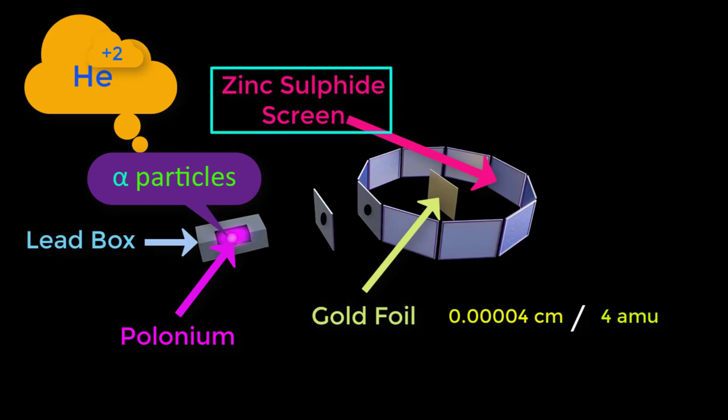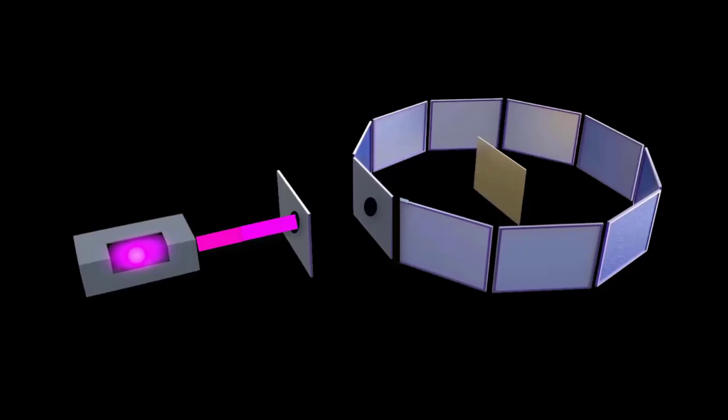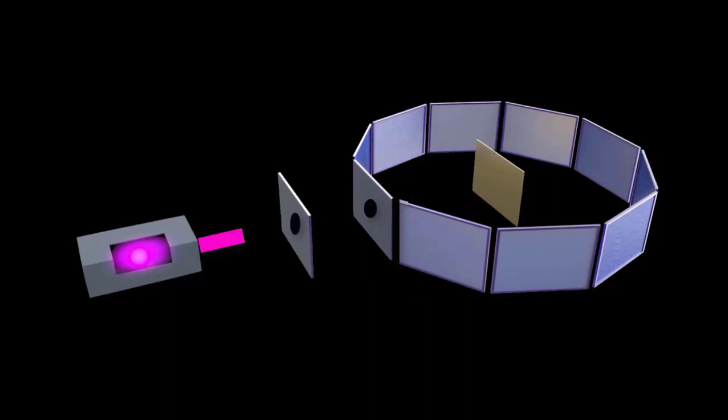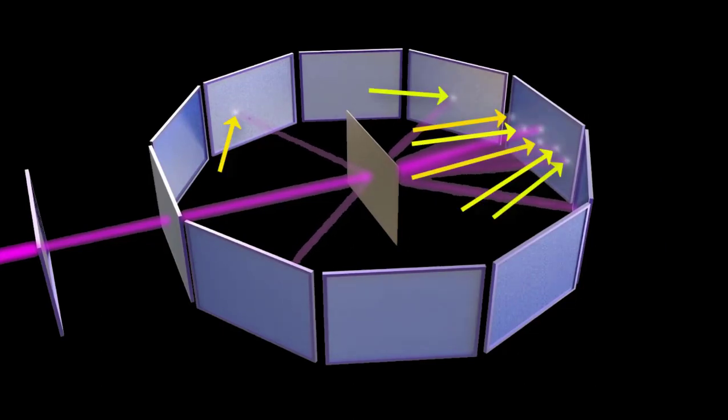Zinc sulfide screen has a unique quality. Whenever charged particles hit on it, the hitting spots start to glow. These were the different tools that Rutherford used in his experiment. Rutherford fired 20,000 alpha particles at this thin sheet of gold atoms like this. When the alpha particles fell on this screen, minute bright flashes were emitted like this.